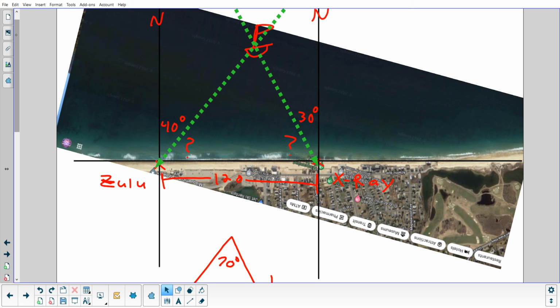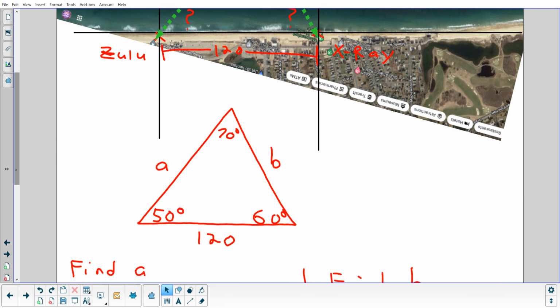Has anyone ever been to Mesquamaket Beach in Rhode Island? No? Oh, that's the beach I used. It's in Rhode Island. Nice beach.